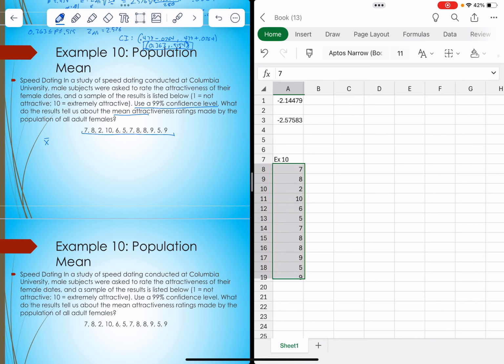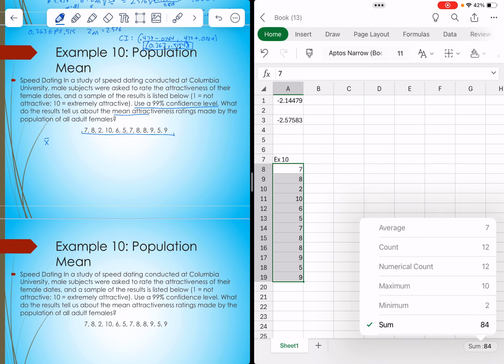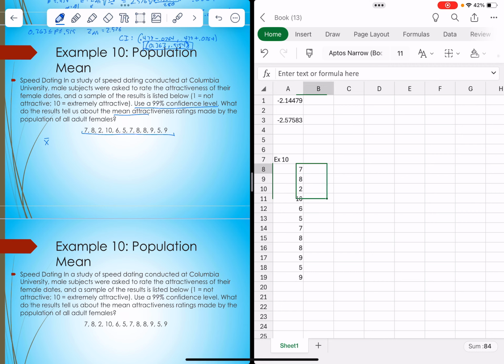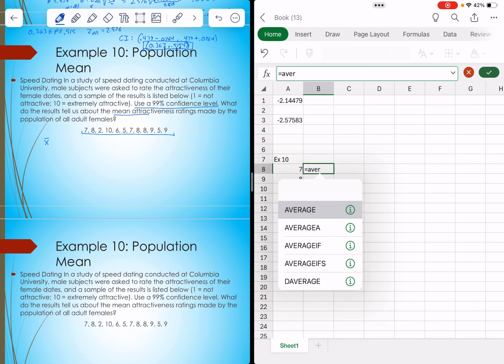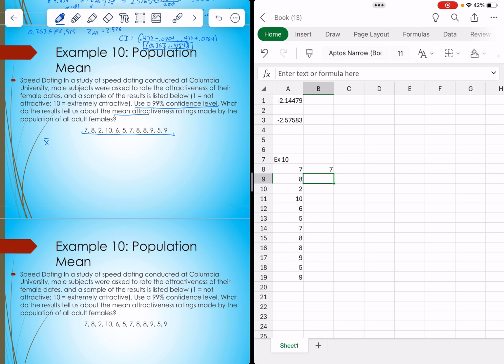Let's see, how much is that? The sum is 84, and the count is 12. Okay, grand. So this is going to equal the mean, not geometric mean, average. Average, like that. Enter. So the average there is 7. Very interesting. And now for the standard deviation.